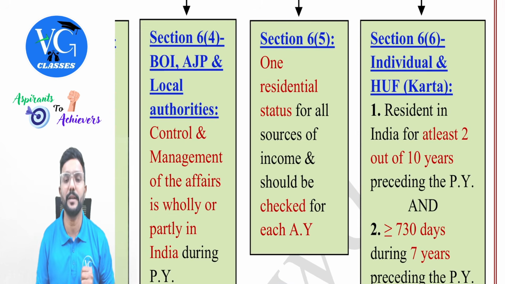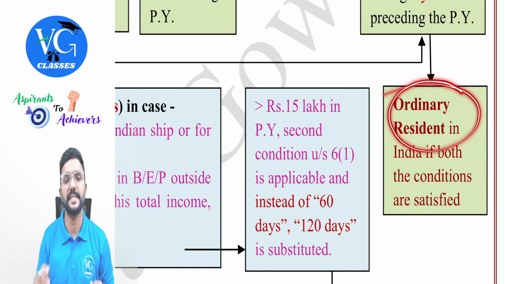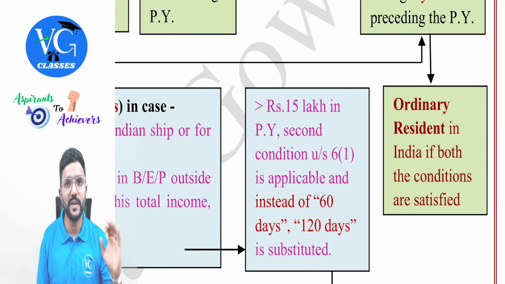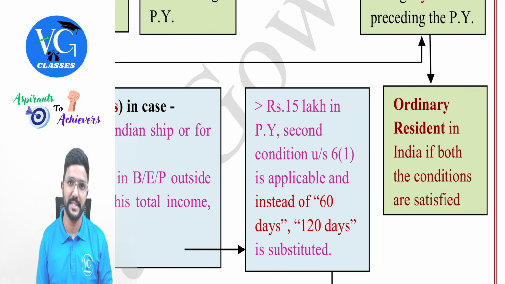Let me zoom it a little bit. There are two additional conditions given under section 6.6, guys. If both the conditions are satisfied, then an individual will become ordinary resident. If any one of them is not satisfied or if both of them are not satisfied, then we call them as not ordinary resident, or else resident but not ordinary resident, guys.